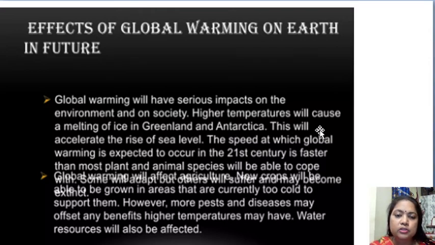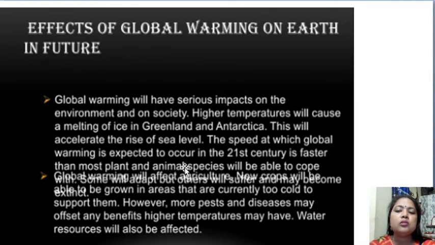So higher temperature will cause melting of ice, particularly where the ice is present in our ecosystem. In Antarctica and Greenland, we will find a huge quantity of ice. Those are present in the form of ice caps, isn't it? Or we call it glaciers. So that will melt, and this will accelerate the rise of sea level.